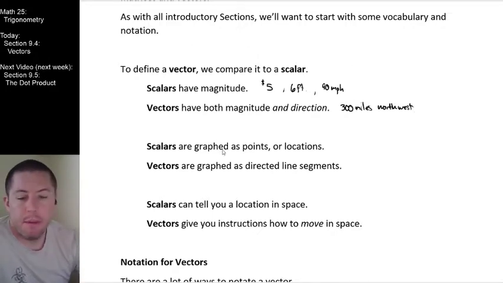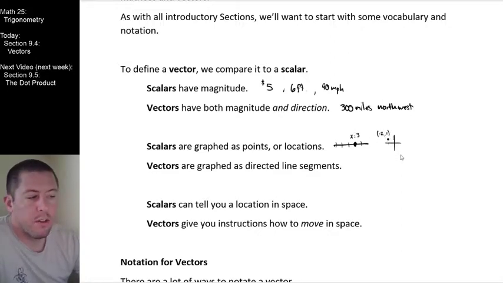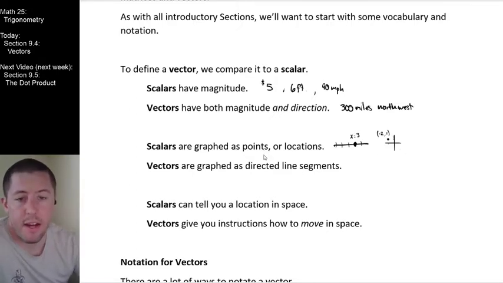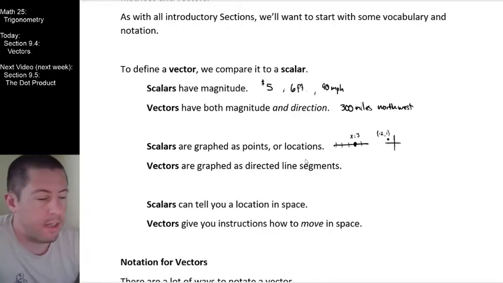Scalars, when we graph them as points or as locations, right? When we graph a scalar, we might be on a number line, and I might say, oh, it's that location right there. It's like x equals 3 or something like that. Or maybe we're in two-dimensional space and we come over to some location and we're sitting there at (-2, 1). Those are both scalar locations. Vectors, on the other hand, because they're indicating an amount and a direction, are graphed as directed line segments.